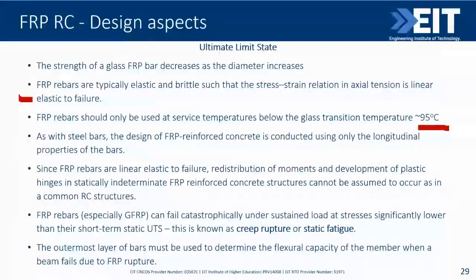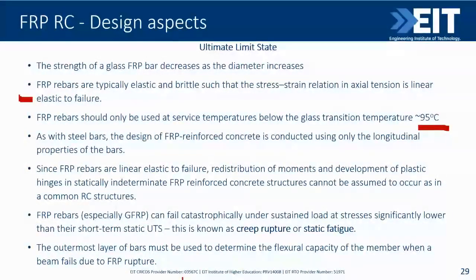And due to the creep and fatigue problems, FRP bars, especially GFRP, may fail catastrophically under continuous load at stress levels which are much lower than the ultimate tensile strength. Because of the brittle failure of FRP, the outermost layer of the bar must be used in bending tolerance calculation. So it's a bit trickier.